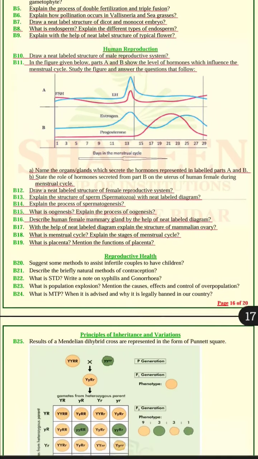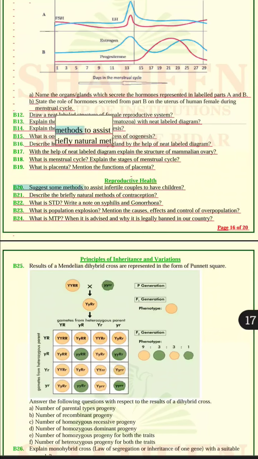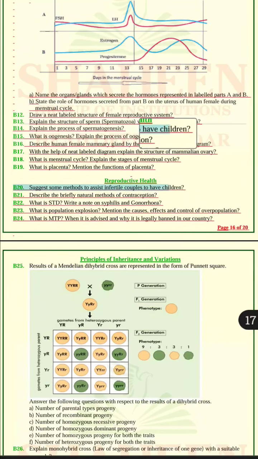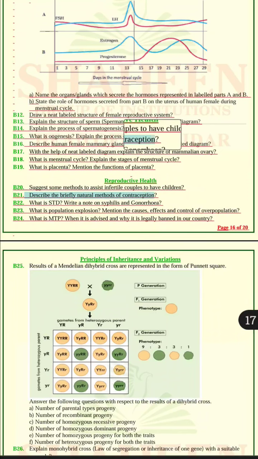And move to the next chapter. We have reproductive health. Okay, let us start from the first one. Suggest some methods to assist infertile couples to have children. And question number 21, describe briefly natural methods of contraception.